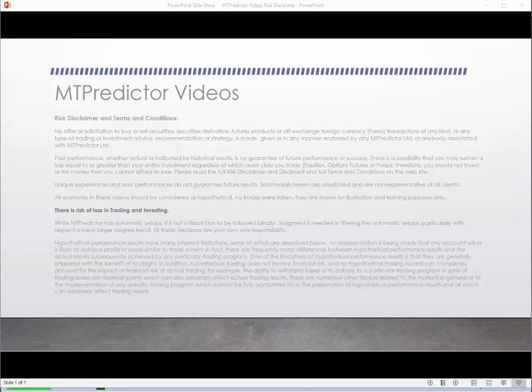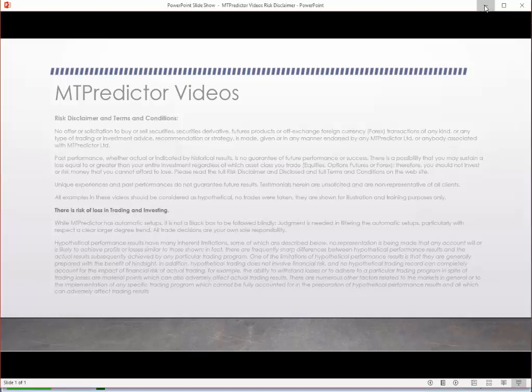But as usual we start with the risk disclaimer and remind you that all examples in these videos should be considered as hypothetical. No trades were taken, they're just shown for illustration and training purposes only. Remind you there's a risk of loss in trading and investing. Put another way, all professional traders will know and understand, but more importantly accept that losses can and do unfold. We'll be looking at a losing trade a bit later in today's video.